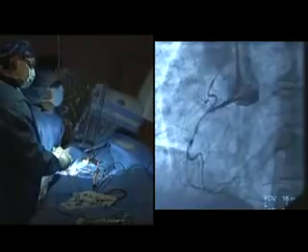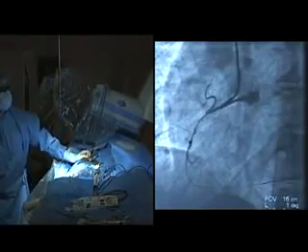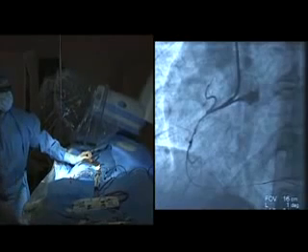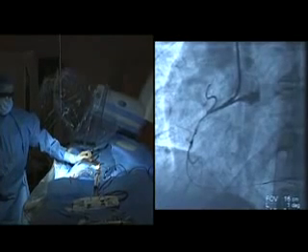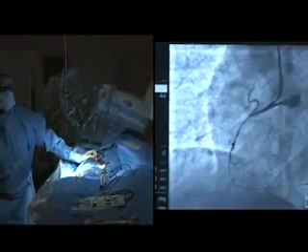All right, so the artery's open. It just looks small. Okay, now that we've restored flow in the vessel, we're going to use a balloon to open up the artery and use some nitroglycerin to get rid of some of the spasm.